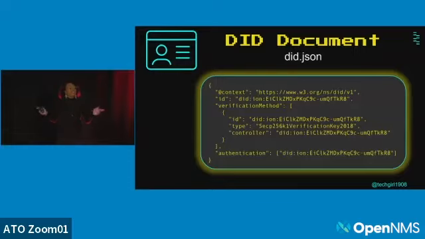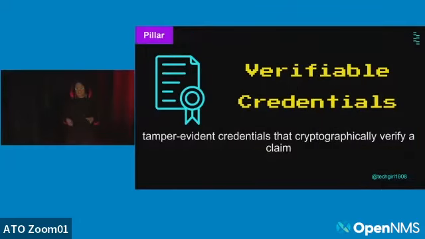The document is a JSON file, and it contains information on how to interact with a DID subject. So it'll have things like the DID subject's public keys, as well as authentication and verification methods. All right? So that covers decentralized identifiers.